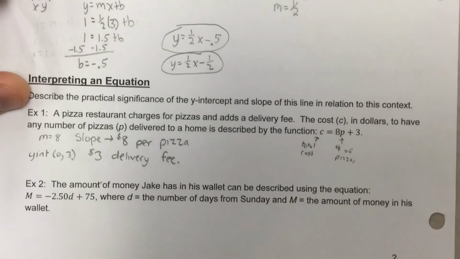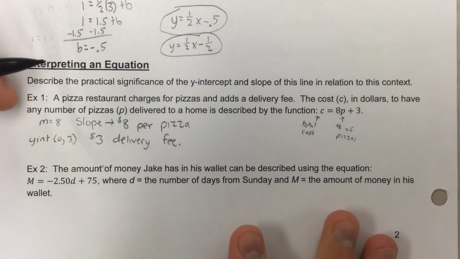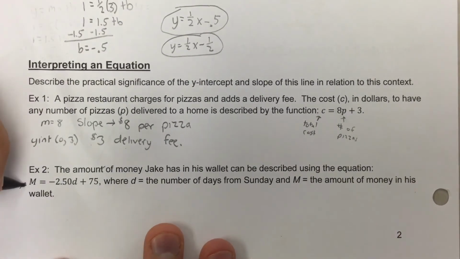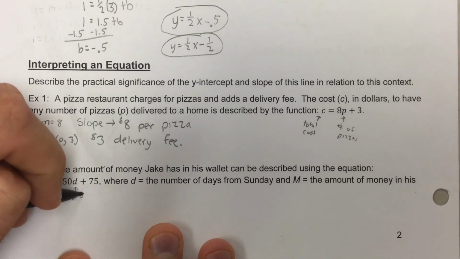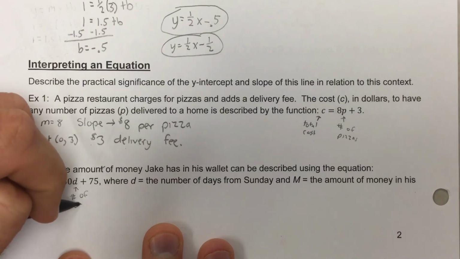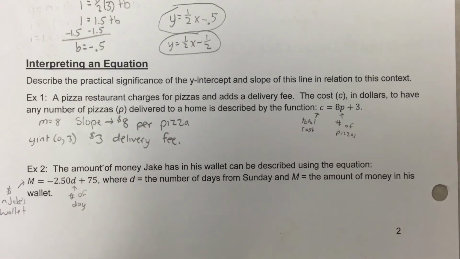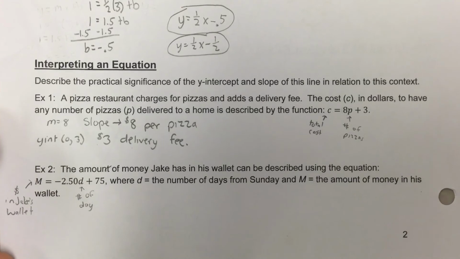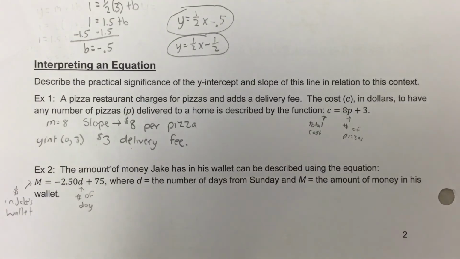All right, let's take a look at this. So again, m is the amount of money, and d is the number of days. It's the money in Jake's wallet. We can see that as our days get larger, we're going to be losing more money because we're multiplying the number of days times negative 2.50.